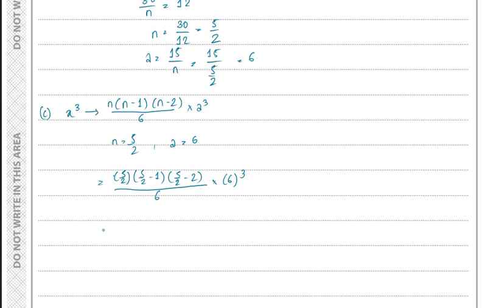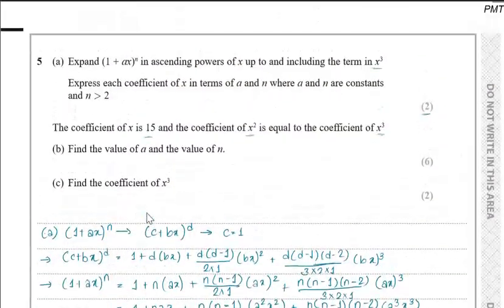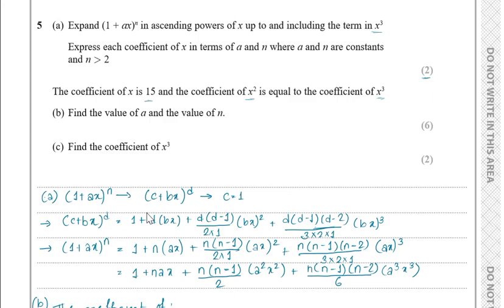Then if you put all this in the calculator, you would get 67.5. So 67.5 is the coefficient of x cubed. So that is it for part C as well.